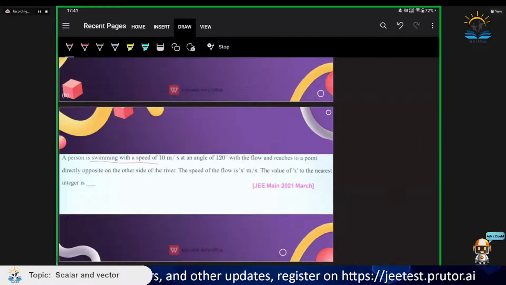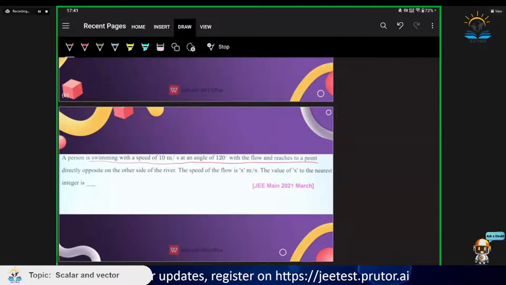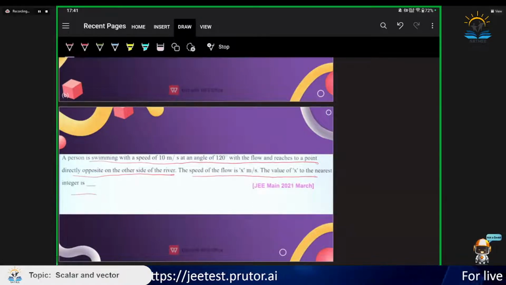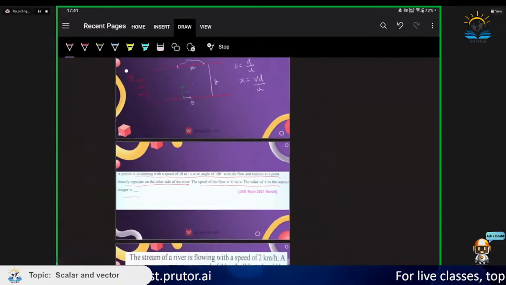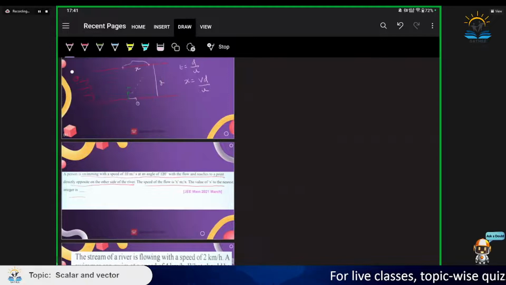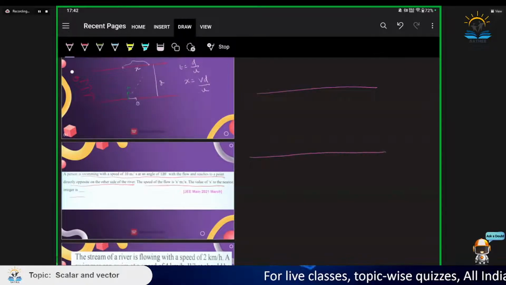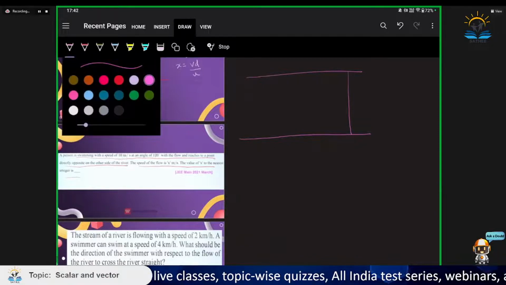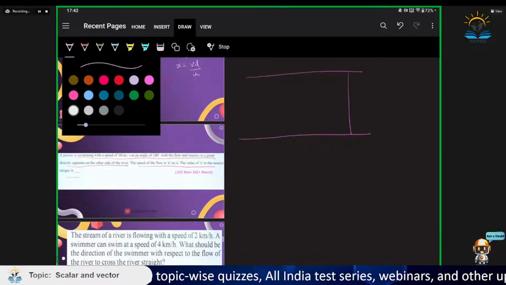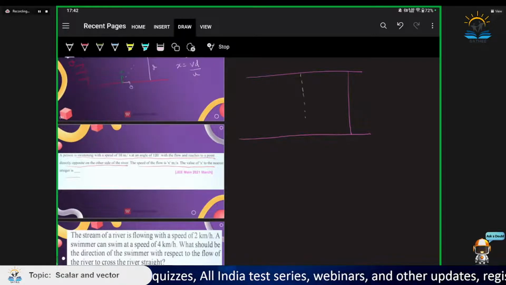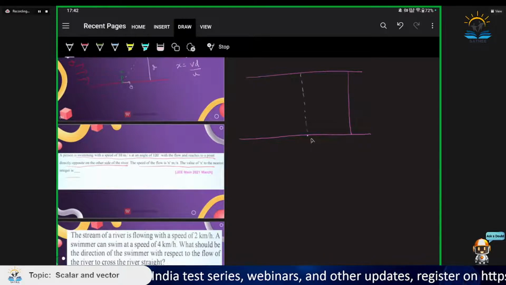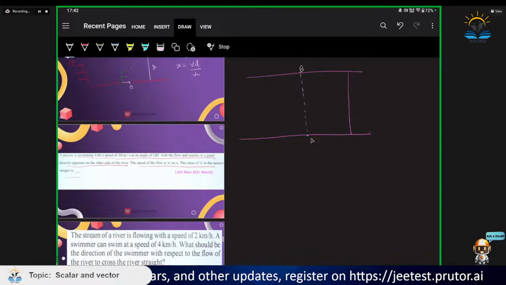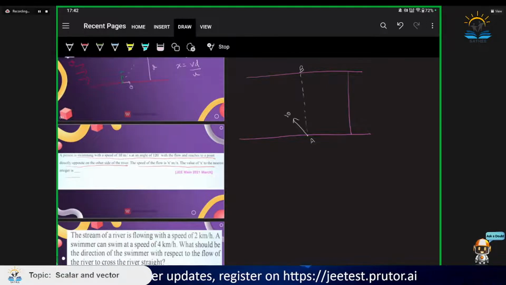Okay, we have a question here. A person is swimming with a speed of 10 meter per second at an angle of 120 degree with the flow and reaches a point directly opposite on the other side of the river. The speed of the flow is x meter per second. The value of x to the nearest integer is. Suppose swimmer started from A, and he reached exactly the opposite side at B, and he has an initial velocity of 10 meter per second.